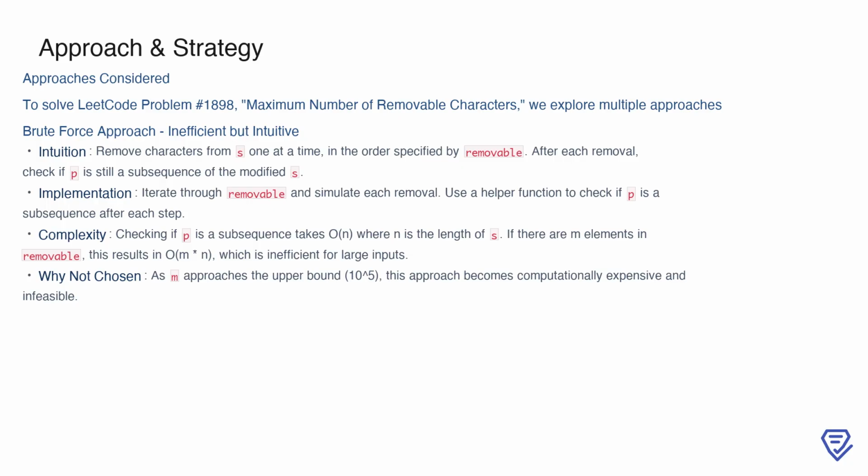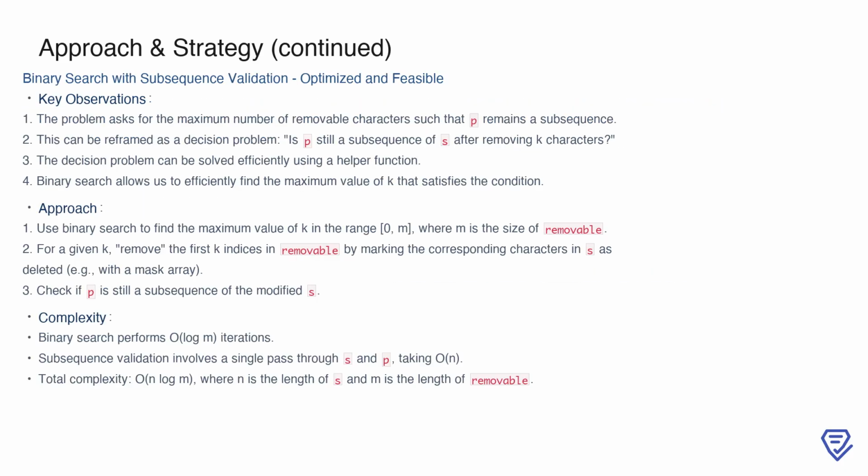However, the major drawback is its inefficiency. Subsequence validation for each removal takes O(n), where n is the length of s, and repeating this for all m elements in removable results in a total complexity of O(m*n). Given that m can go up to 10^5, this approach quickly becomes computationally prohibitive for large inputs, making it unsuitable in practice. Instead, we turn to a more optimized strategy that combines binary search with subsequence validation. This approach is built on key observations.